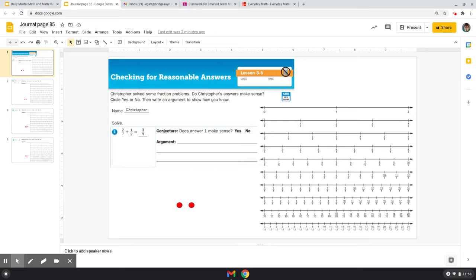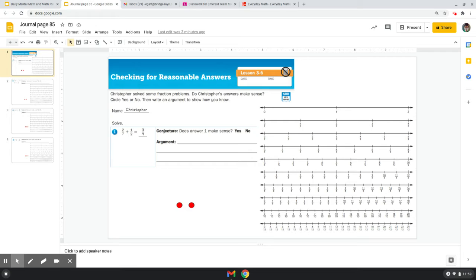So on this journal page, I'm looking at journal page 85. If you don't already have out your math journal, please go find it. You can pause the video at any time if you need to. On journal page 85, we have this fake student. His name is Christopher, and it says he solved some fraction problems. And we're trying to figure out if his answers make sense. Basically, you're playing teacher today to see if this student named Christopher did a good job or not. There's a math problem. He makes a conjecture, which is basically an answer based on the evidence that he has, and we need to decide if it makes sense.